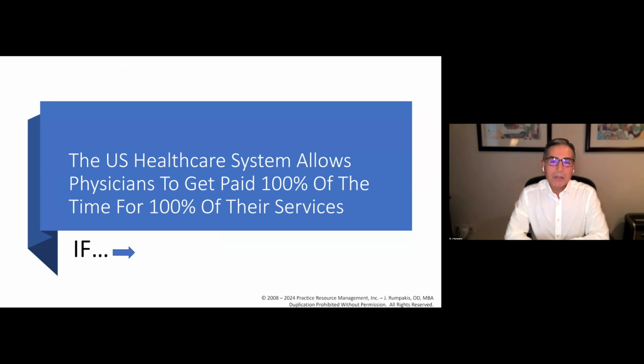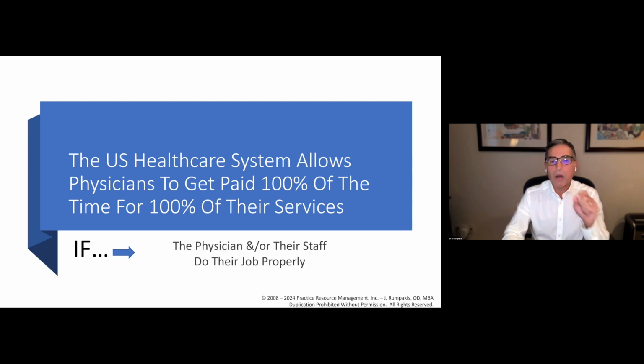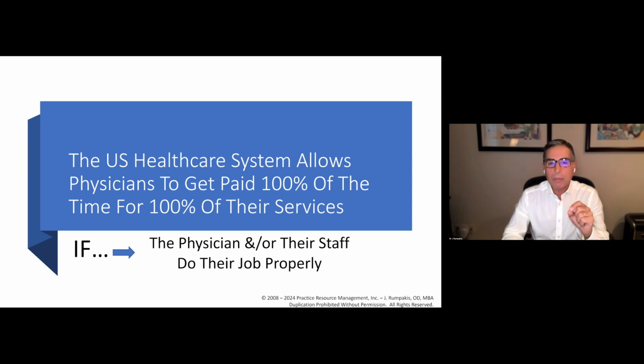The beautiful thing about the United States healthcare system, though, is that they allow physicians to get paid 100% of the time for 100% of what we do. That's a pretty amazing statistic, right? So here's how I would interpret that. If you're working with your biller, go to them and ask them, hey, are we writing anything off to zero? If you're writing any special ophthalmic tests or any office visits, things like that, down to zero, that means somebody in your office, somebody on your team did not do their job properly.